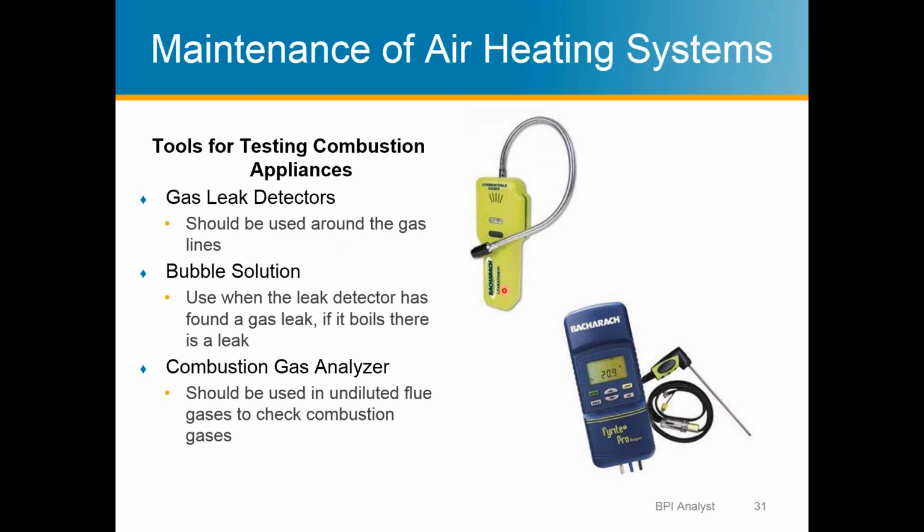As a BPI analyst, you're required to test all accessible gas lines in a house. That is basically everything you can get to. If it's in an attic, go in the attic and test it. If it's in a crawl space, go in the crawl space and test it. Obviously, if it's around the furnace or the water heater, test it. Those are all accessible. If there's a gas line running in a wall, it's non-accessible.